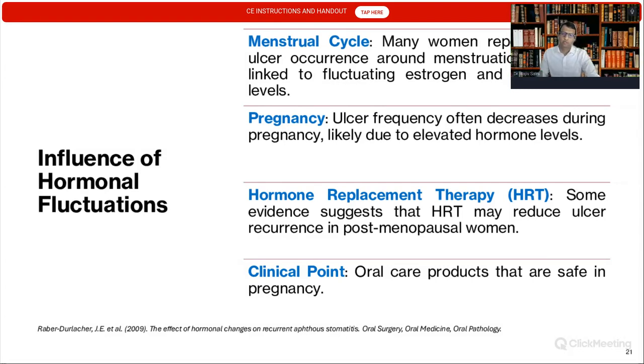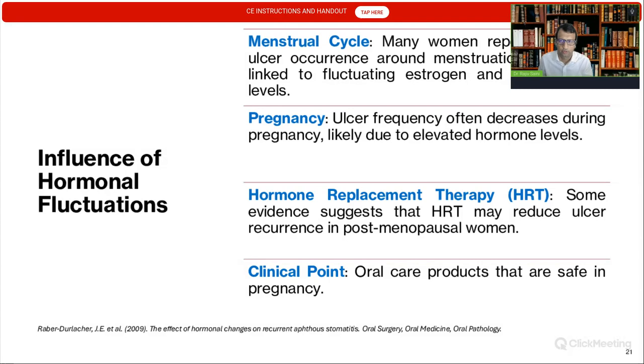This is also very important. There's fluctuation of hormones, especially in females. During the menstrual cycle, many women report increased ulceration, potentially linked to the fluctuation of estrogen and progesterone hormones. Ulcers frequently decrease during pregnancy due to elevated hormone levels. And why is this so? There's a reason for that.